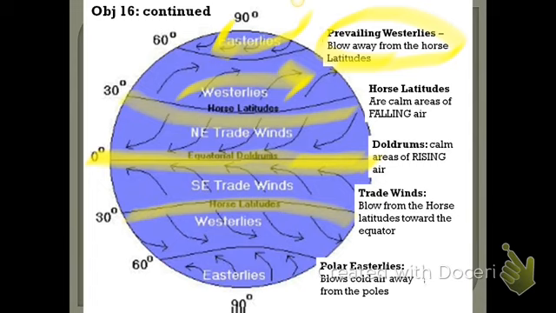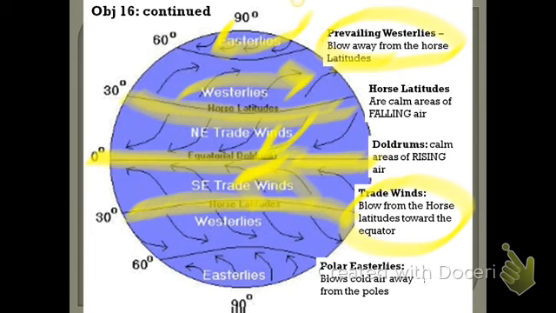So they're calm areas of rising air because that air is being heated up. And as we look at the horse latitudes, remember that is falling air because it is further away from the equator. They're not getting as much direct sunlight. Okay? Your trade winds blow from your horse latitudes toward the equator, in the south and in the north.